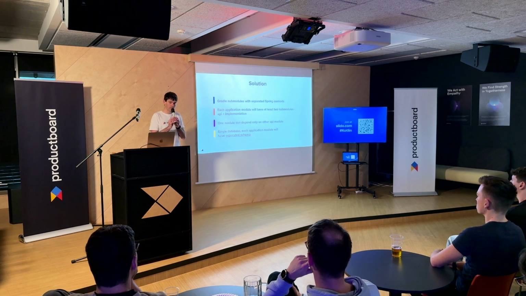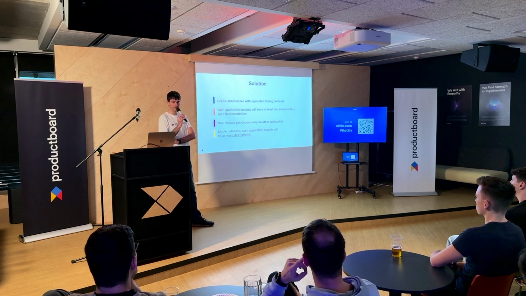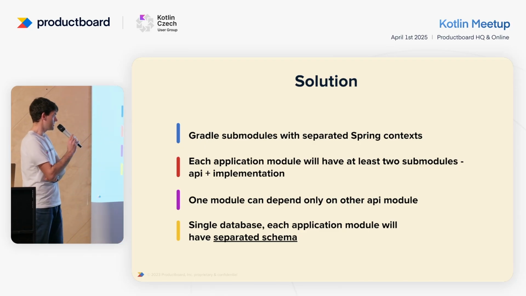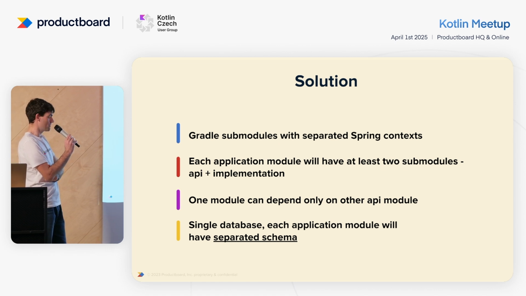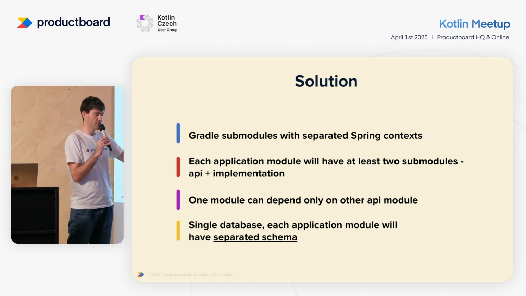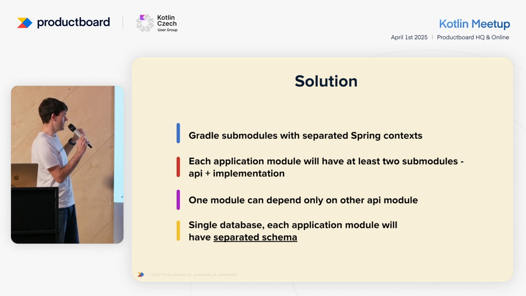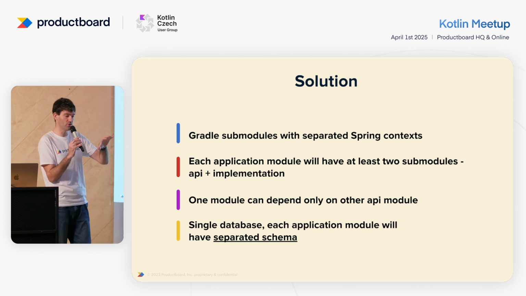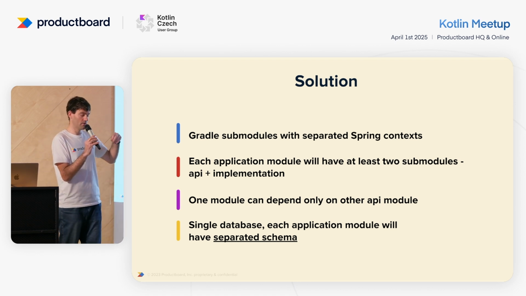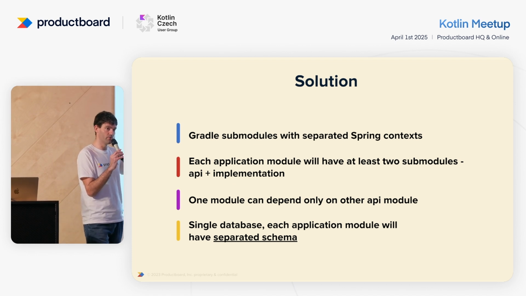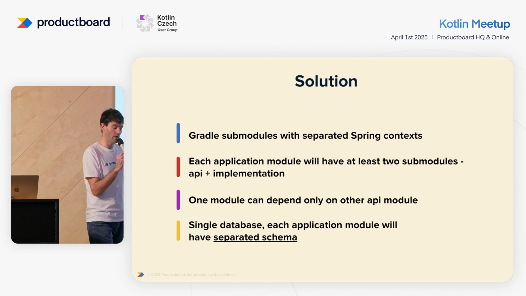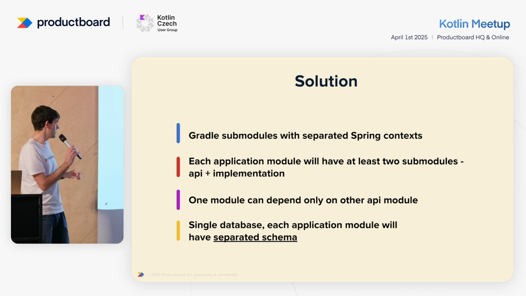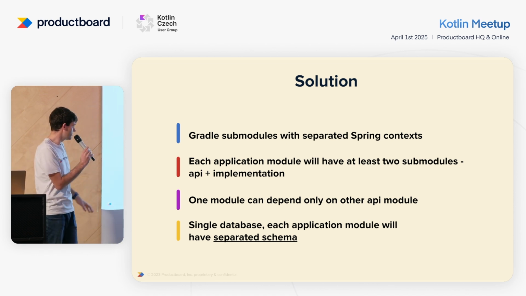So the solution we came up with is Gradle submodules separated into different Spring contexts, and to have strict separation between modules, each application module will have at least two modules, one API module and one implementation module, and the intercommunication between these modules will be only through that API module. How it works, I'll get to it later on an image and maybe in the demo. Yeah, and that's mentioned here.